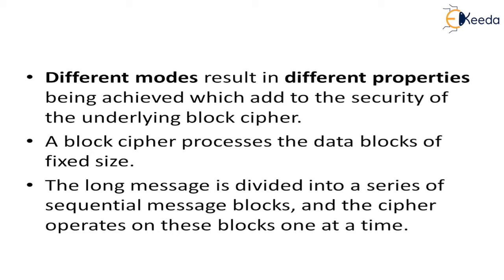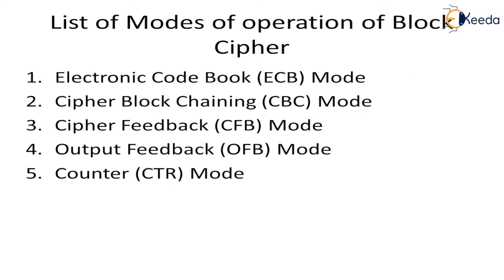A block cipher processes data blocks of a fixed size. As this size is fixed, we can process the data sequentially and easily. If the data is long, then it must be divided into a series of sequential blocks, and then the cipher operates on these blocks one at a time.